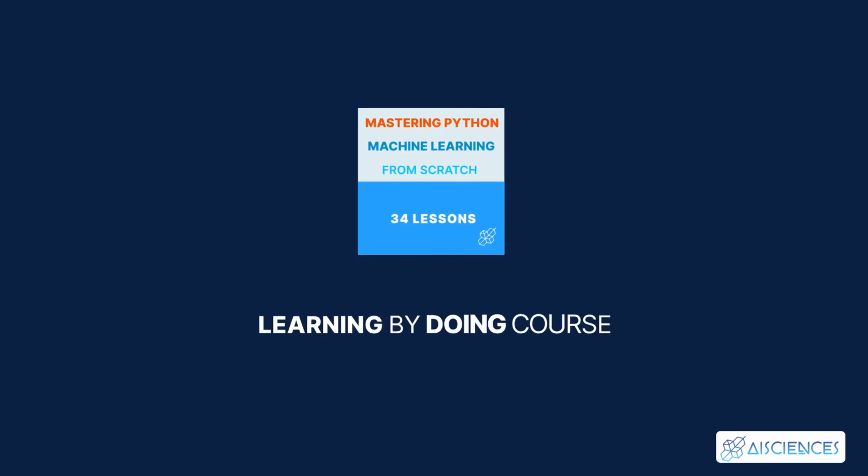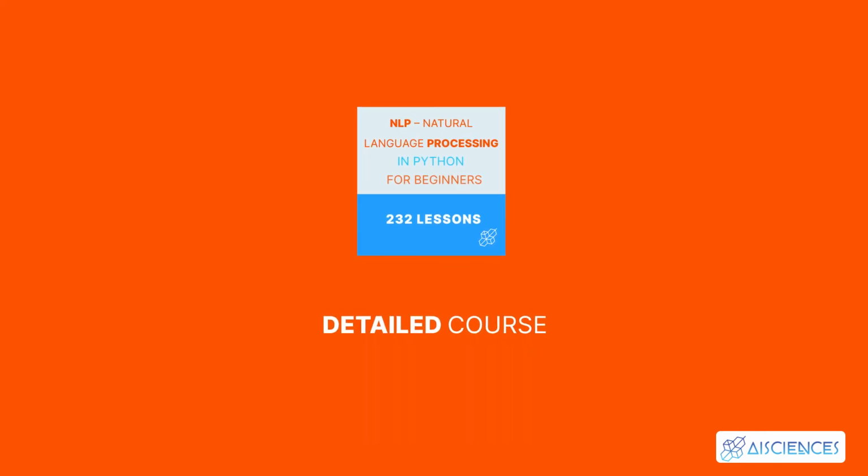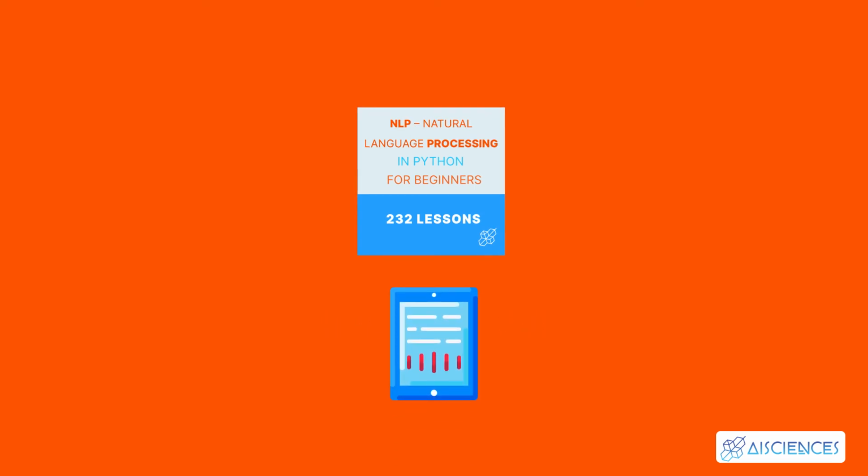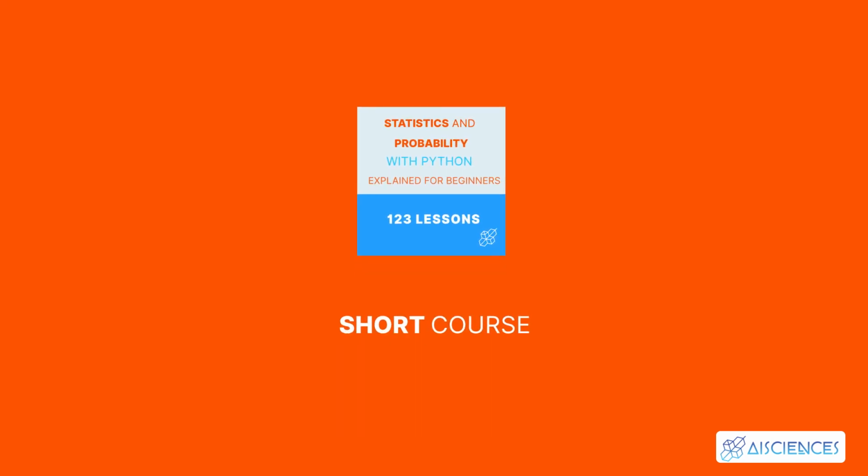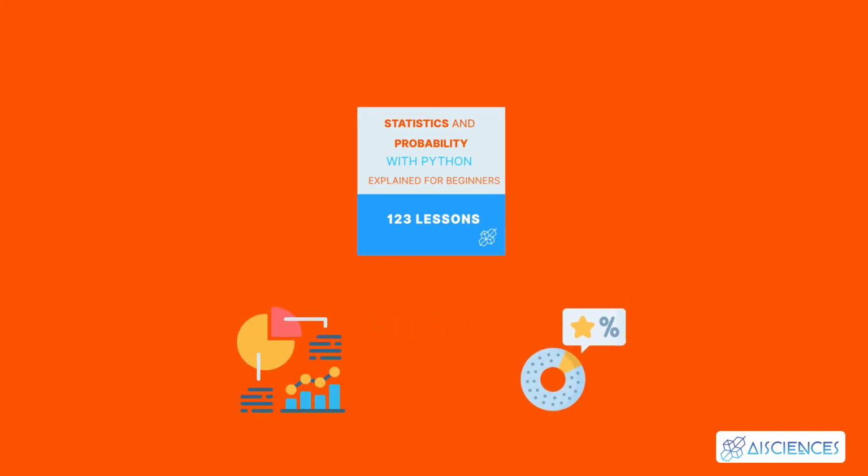Name of the second course: Mastering Python Machine Learning from Scratch, 34 lessons. This Learning by Doing course covers machine learning from scratch. Name of the third course: NLP, Natural Language Processing in Python for Beginners, 232 lessons. This detailed course will teach you how to apply different NLP techniques using the TensorFlow and Keras libraries for Python. Name of the fourth course: Statistics and Probability with Python Explained for Beginners, 123 lessons. This short course will give you an expert grip on the concepts of statistics and probability with Python.